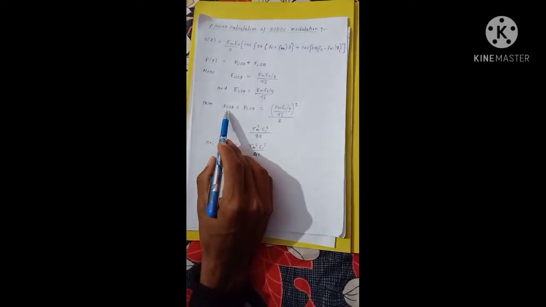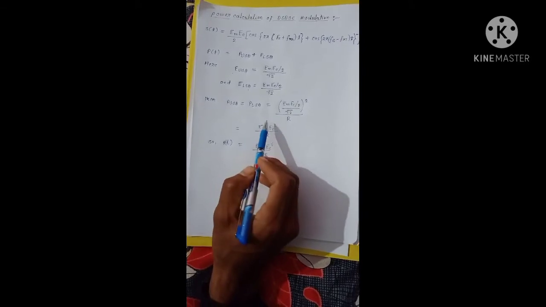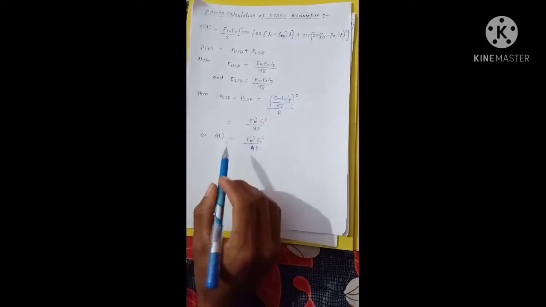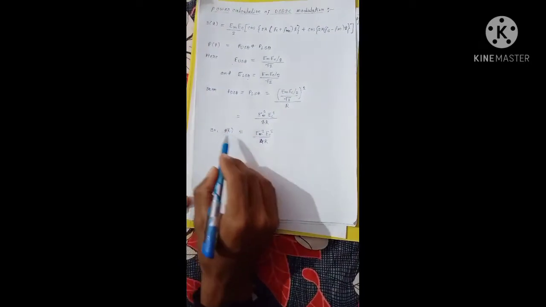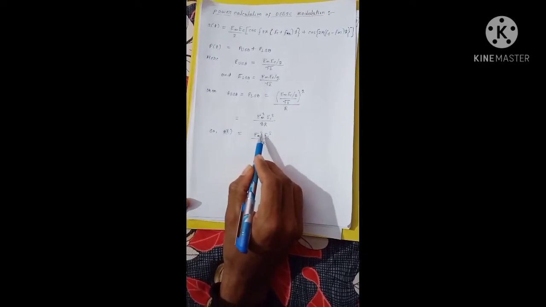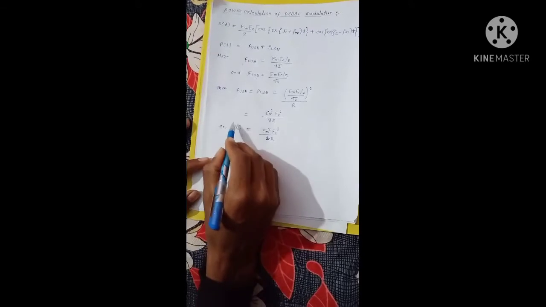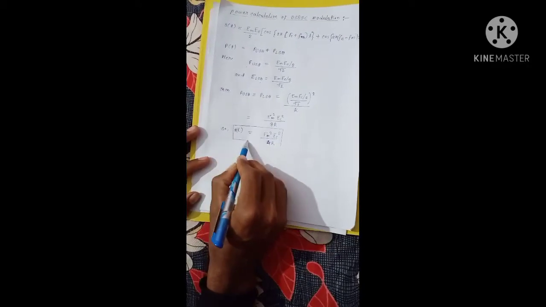Putting this value of PUSB and PLSB in this equation, we will get PT is equal to EM square EC square upon 4R. This equation is the power of DSBSC modulated wave.